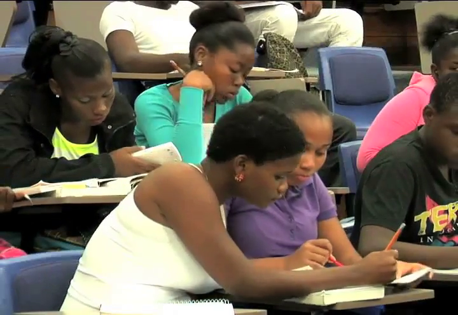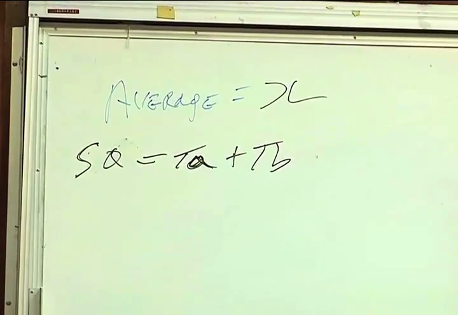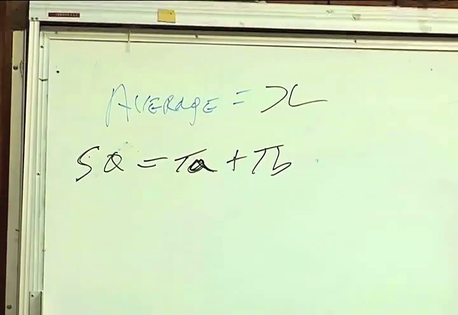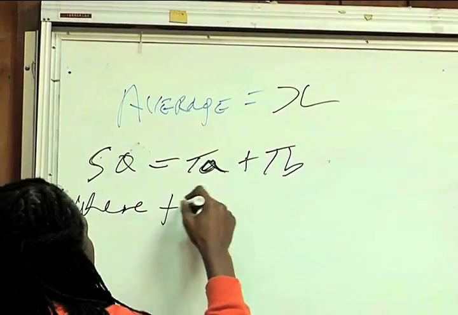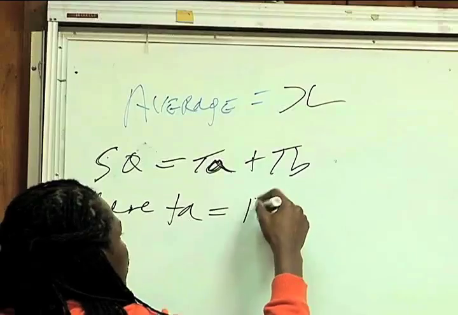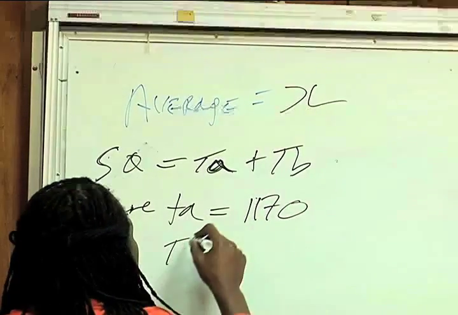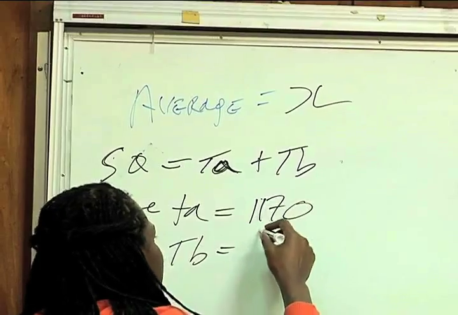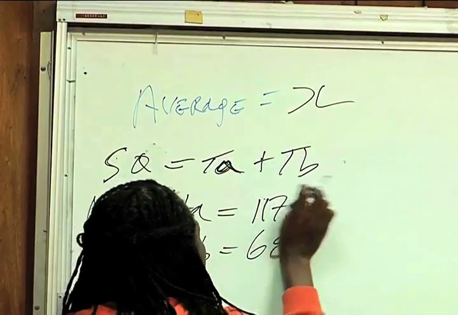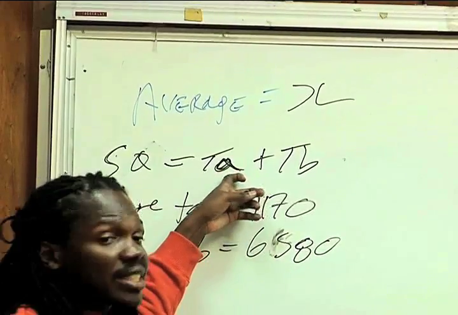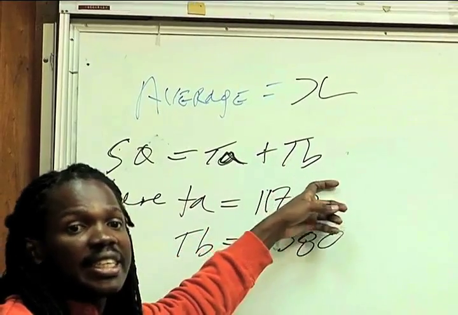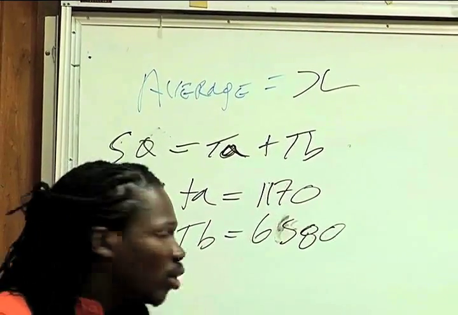Do we know the sum of TA? Yes, sir. What is it? 1170. That is teachers. The total age of teachers is 1170. So we're going to say where TA equals 1170 and TB equals 6580. You don't have to use my notation. You could have said TS, which is total students, and TT, total teachers. You understand? Good.